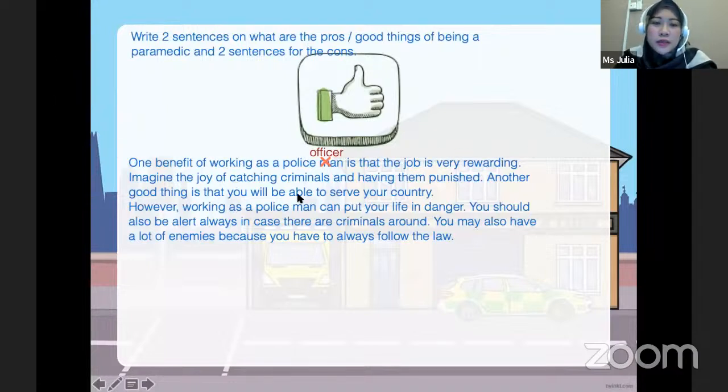Another good thing is that you'll be able to serve your country. However, working as a police officer, let me change that, can put your life in danger. You should also be alert always in case there are criminals around. You may also have a lot of enemies because you have to always follow the law. Okay, yeah. So now your turn.